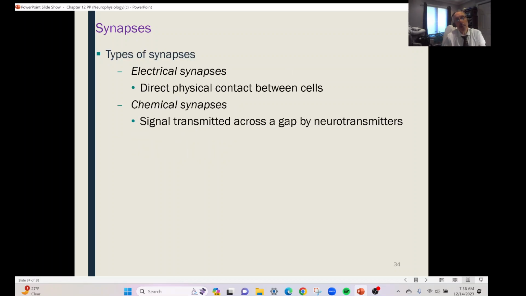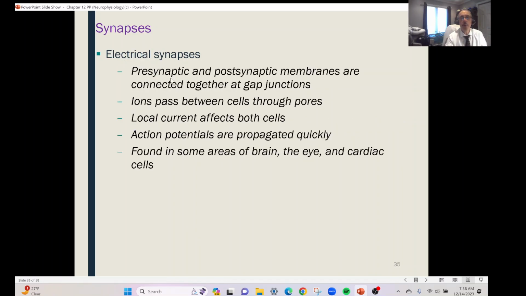Now, there's two types of synapses. We're going to be focusing on the second one, which is the chemical synapse. So I just want to let you know there are synapses in the body that are known as electrical synapses, where the cells are actually in direct contact with one another. Here, just to finish this up, the presynaptic and the postsynaptic membranes are connected together by gap junctions.